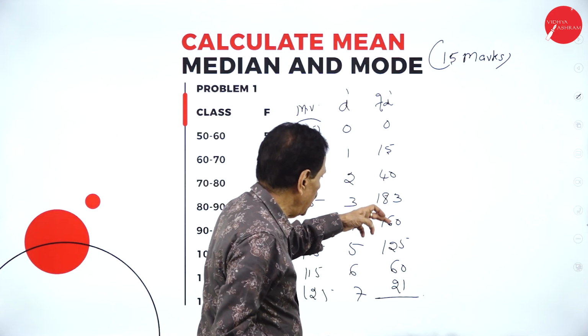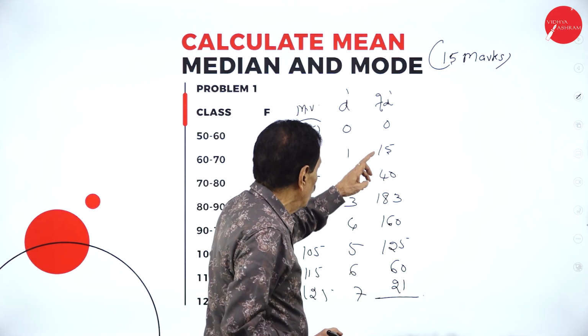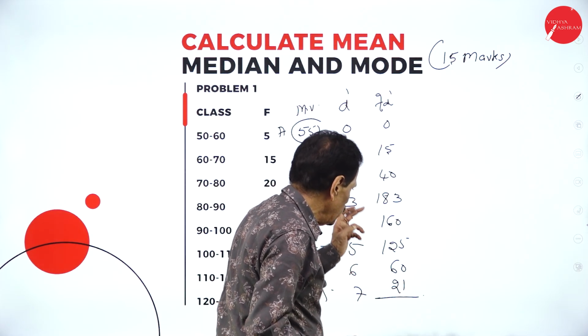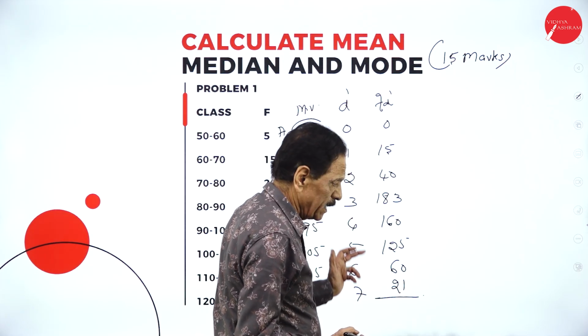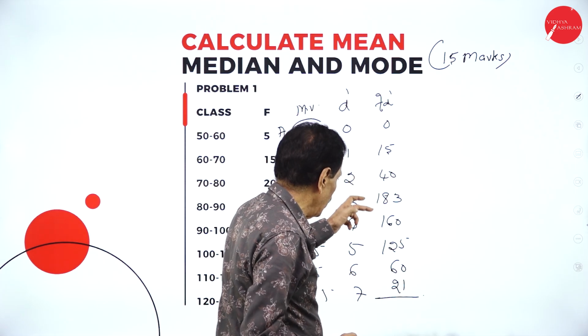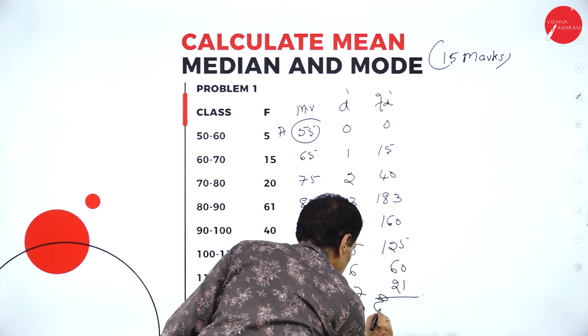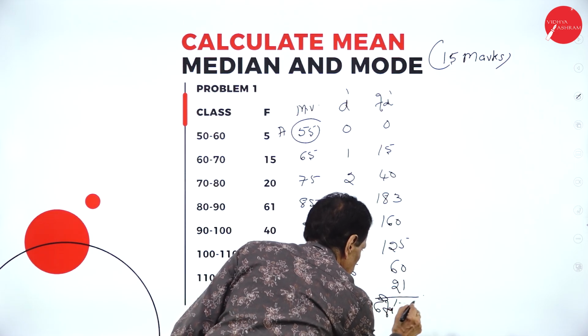Add the figures. It is 604. Sigma f d dash.